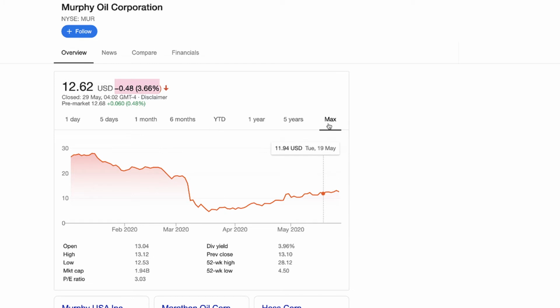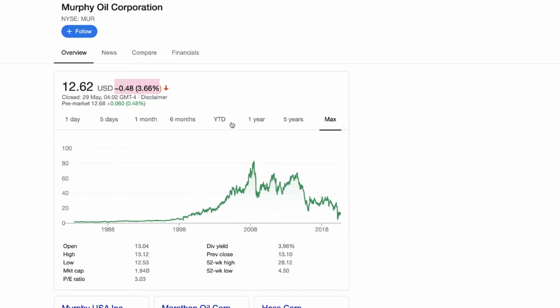We can even have a look at the max. Oh, by the way, YTD means year to date. And then we can even look at the whole lifetime of the share. So it's been trading since 1983, very close to the stock market opening. And you can see it's had quite the ride, up and down, up and down. At one point it was trading at $80. Right now today it's only $12.